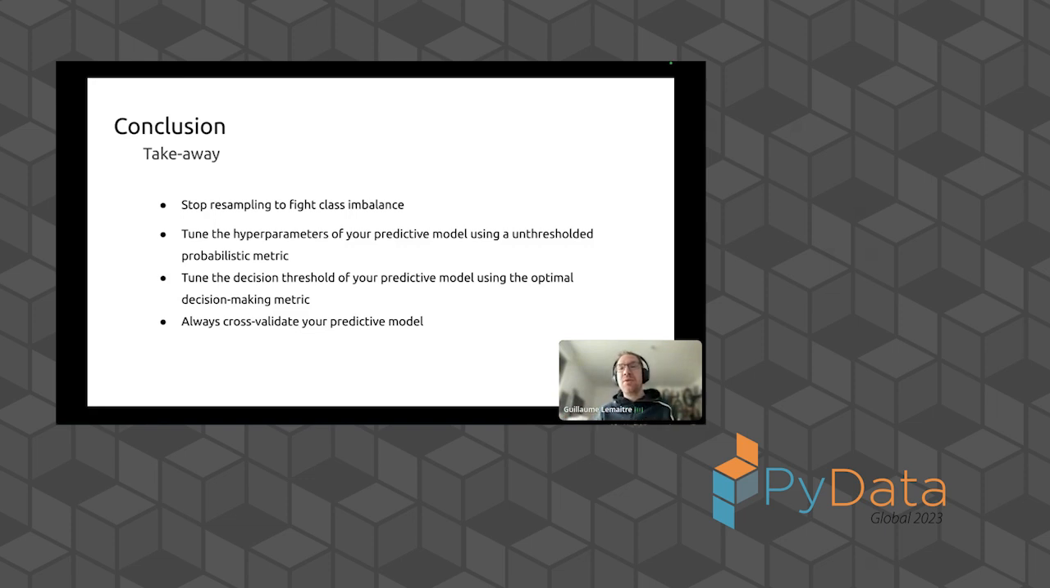Second message is tune the hyperparameters of the predictive model. I mean, this is a given. But what is not a given, and because it's not the default, is use proper scoring rules. So unthresholded probabilistic metrics like log loss or Brier score. And then the one that we saw today is, at the time that you want to make a decision, you can tune using a real business metric. And then last message, because this is a free one, just always cross-validate. Okay, that's super important. Okay, thanks for your time.